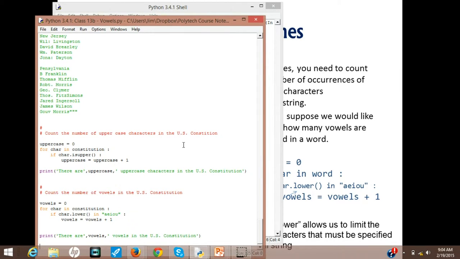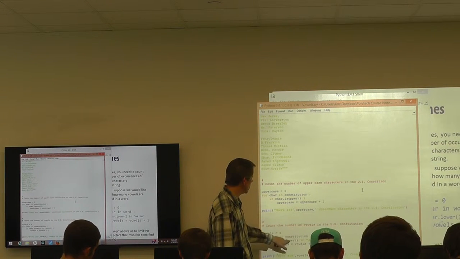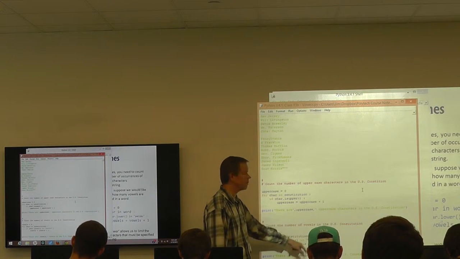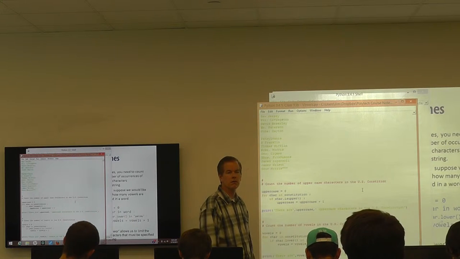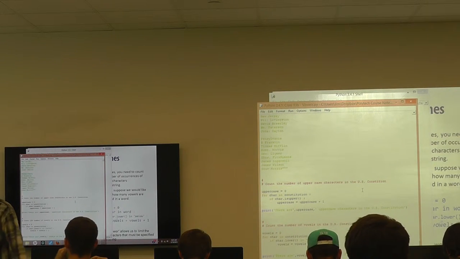If you liked that one, you'll especially like this one. So how about we count the number of vowels used in the US Constitution? Vowels equals zero, for char in Constitution, if char.lower is in AEIOU, vowels equals vowels plus one. Just like we had on the slides, let's give it a shot and print it out. Would anybody like to guess?